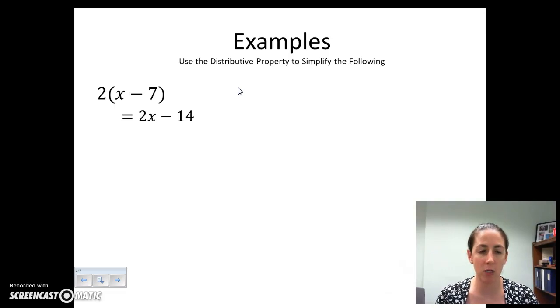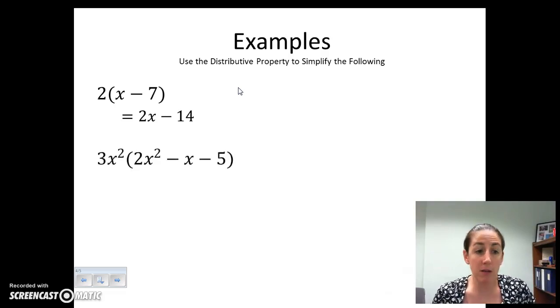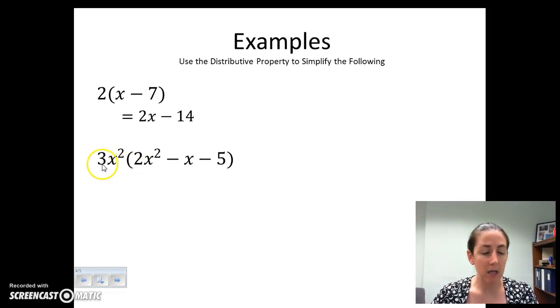2x minus 14. Now, when you distribute, sometimes you distribute numbers or sometimes you distribute algebraic expressions like 3x squared. This is where our properties from previous lessons are going to come into play. So the 3x squared we're going to distribute to everybody in here. 3x squared times 2x squared, multiply your numbers, 3 times 2 gives you 6. Multiply your variables, x squared times x squared becomes x to the 4th. Like bases being multiplied, we add the exponents.